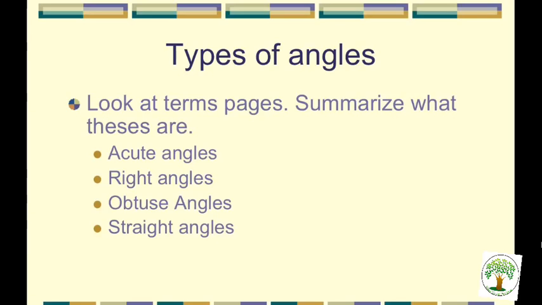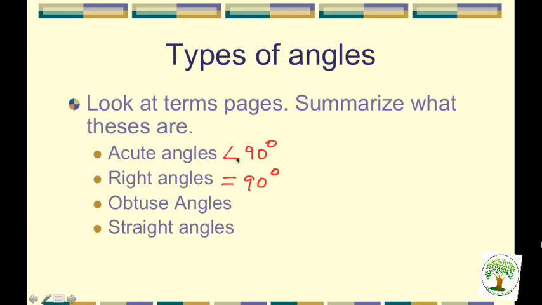All right, acute angles. Acute angles are small. They are less than 90 degrees. If you want to write that on your sheets, but they're also in your definitions, I'm going to write a less than 90 degrees. Right angles are equal to 90 degrees.